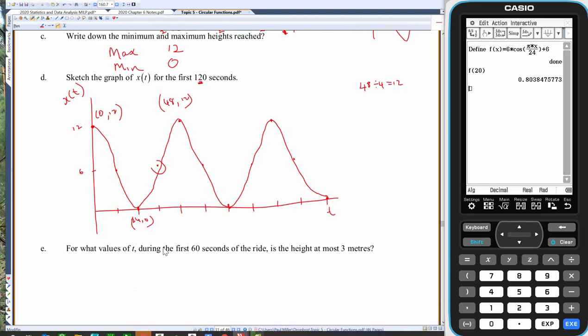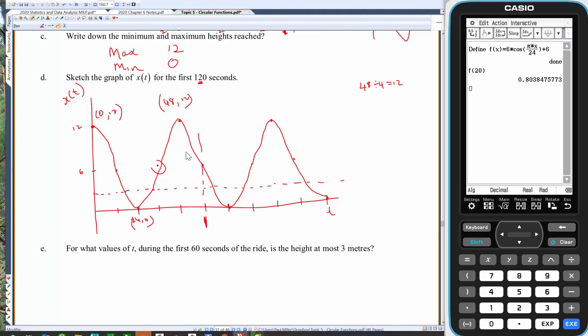For what values of t during the first 60 seconds of the ride is the height at most 3 meters? All right, so here's 6, here's 3. So when is it at most 3 meters? For what values of t during the first 60 seconds of the ride? So that is going to be 24, 36, 48, 60.